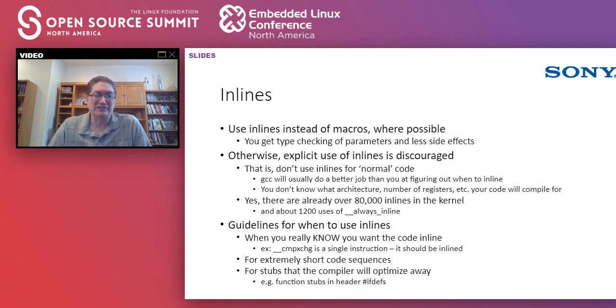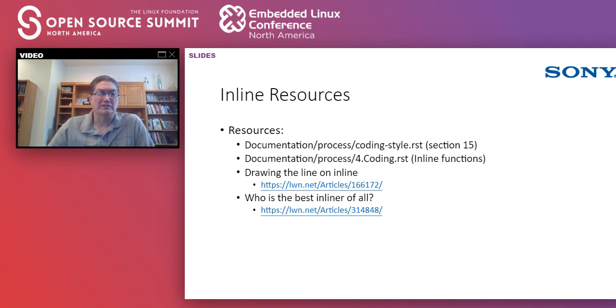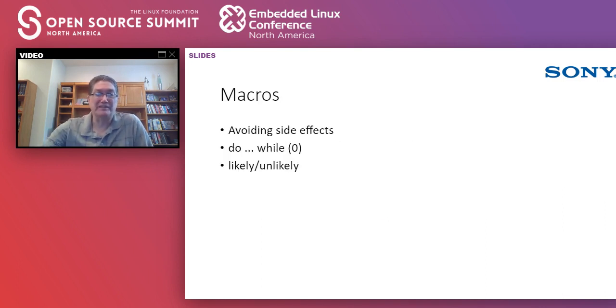Having said that, there are some guidelines for when you should do it, when you really know that the code you want to declare as inline is appropriate. If something is supposed to boil down to a single instruction, like compare exchange, you can declare that as inline. Also for extremely short code sequences, if you know it's going to boil down to just a few short lines of code, then that's okay. And also for stubs that the compiler will optimize away. You see a lot of function stubs in header ifdefs, and it's okay to declare those as inline. So here are some resources on that.